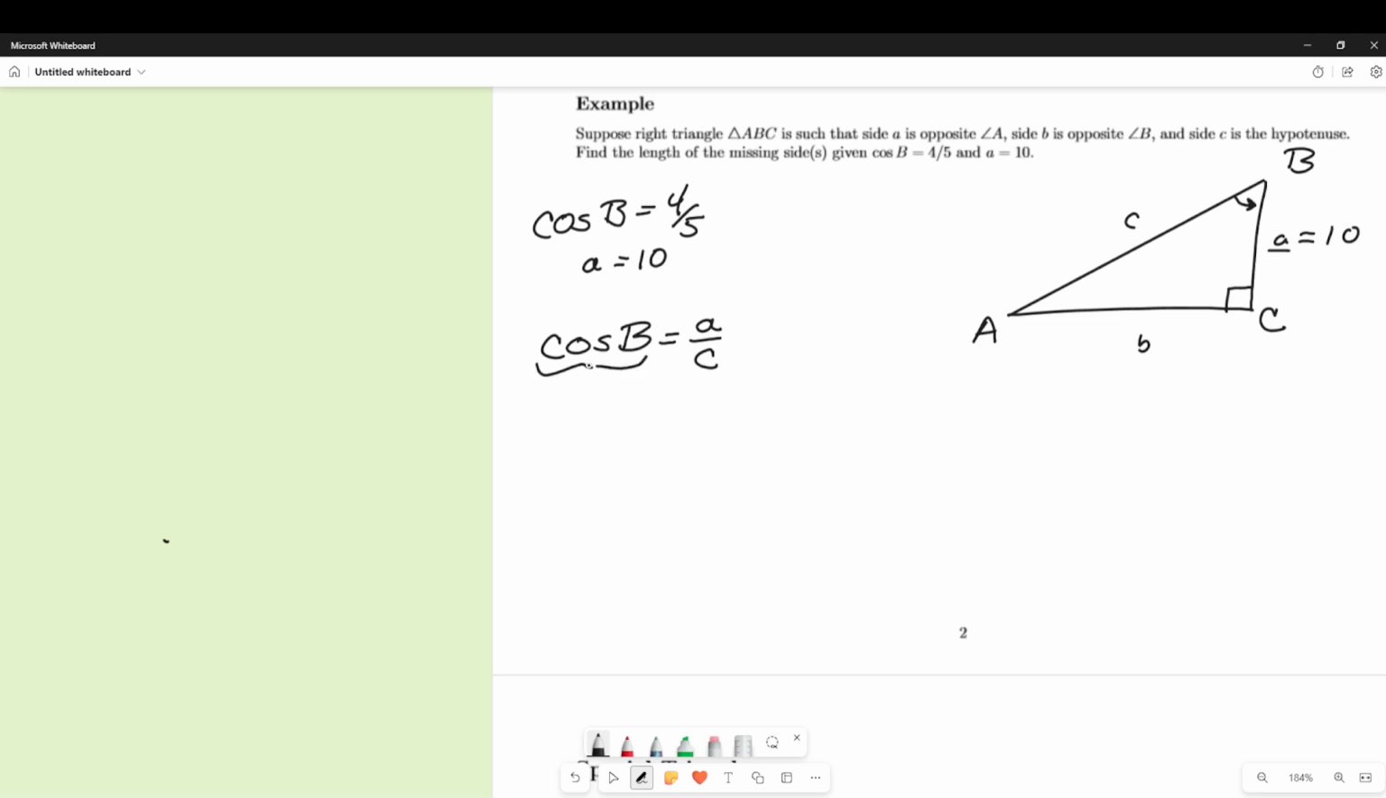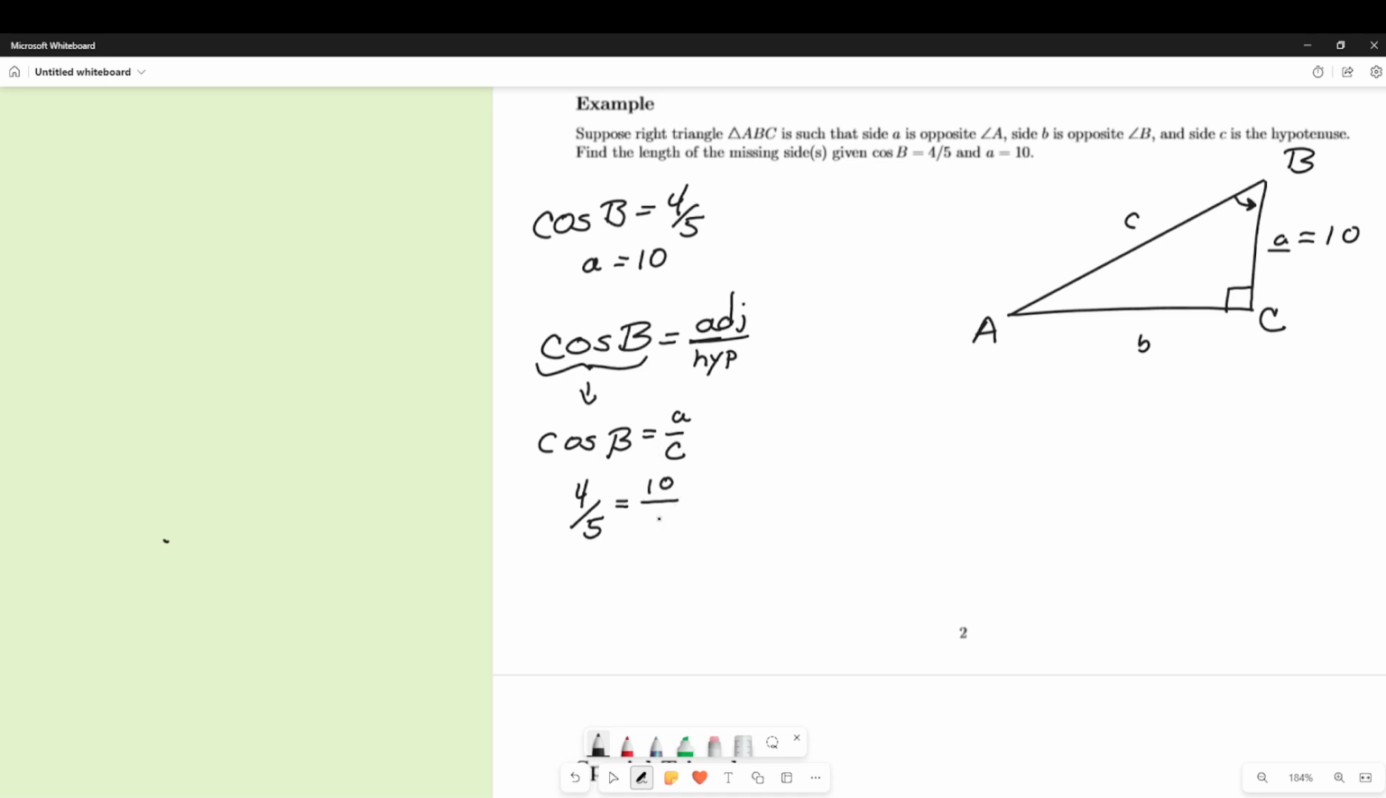We're told that the cosine of B, this is just our definition of cosine, adjacent over hypotenuse. I'm actually going to write that first. Adjacent over hypotenuse. That's our definition of what cosine is. In this particular case, our adjacent is labeled a and our hypotenuse is labeled c. We're told the cosine of B is 4/5. We're told the length a is 10.